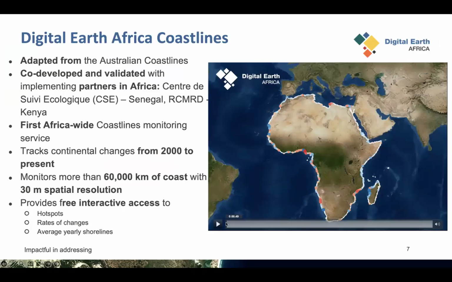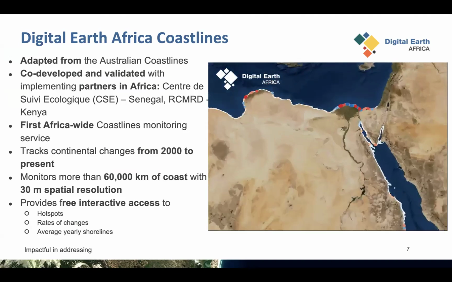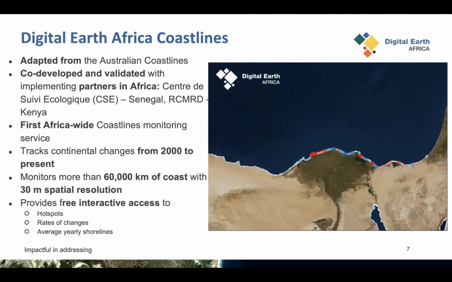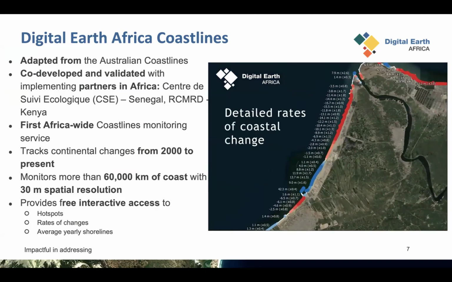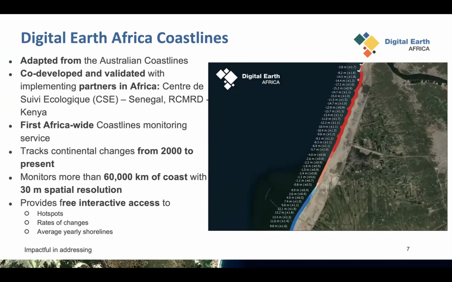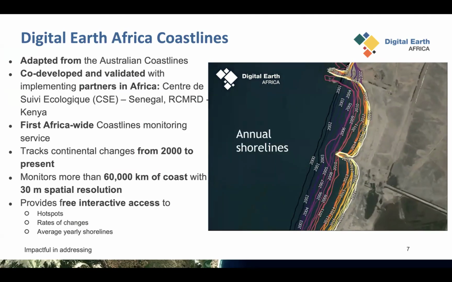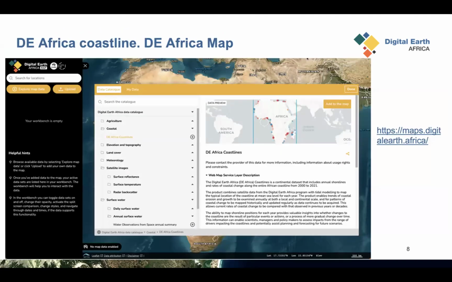The coastline service is for the whole continent, covering 38 countries. We've worked with partners across the continent to do the validation, and it's the first one in Africa for coastline monitoring. We are also working with partners like Esri to make sure it's available on the ArcGIS platform and story maps. You can monitor over 24 years of coastline and get an idea about the hotspots of the area. Maybe you grew up on the coast, and you can look at the rates of change and the averages per year. Very impactful for addressing coastal erosion.